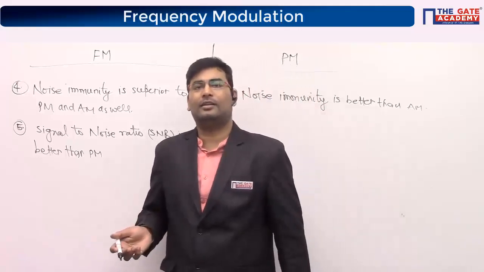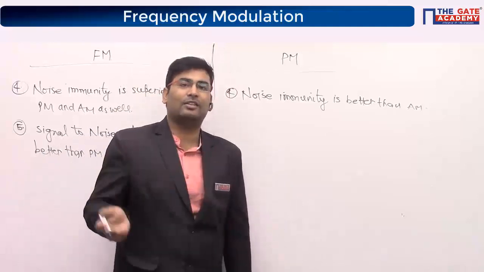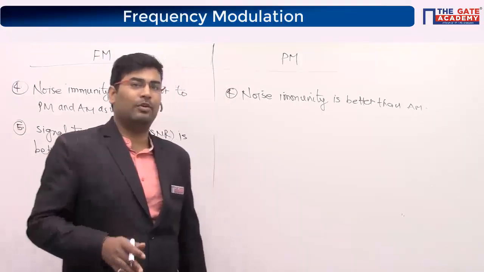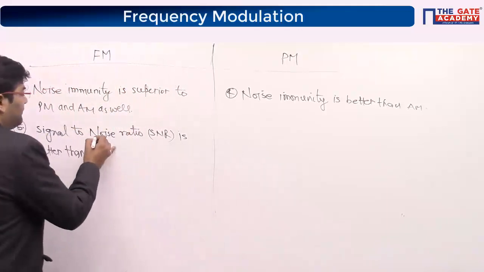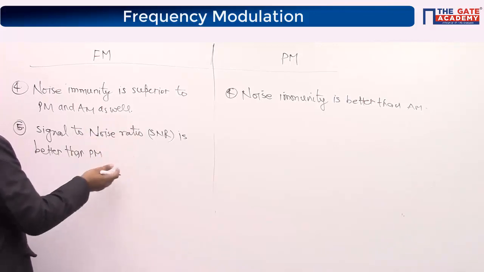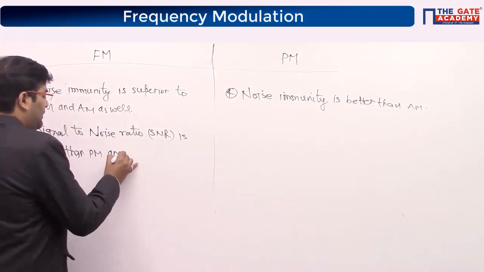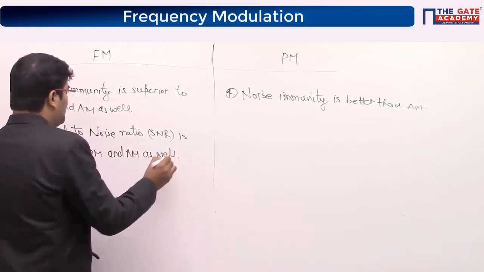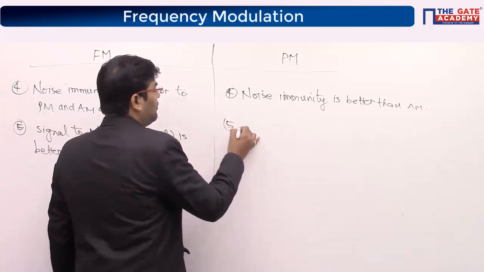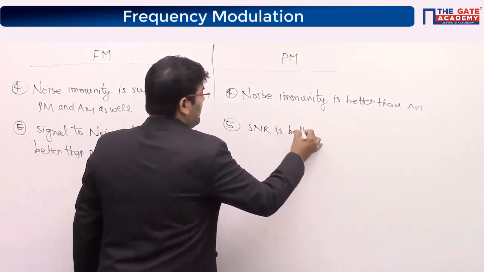The answers are really on the line. It's not like some rough answer, it's hitting the bullseye. Very good. Really appreciate. Now guys, write these points. Signal to noise ratio is better than PM and AM as well. So AM is the worst in terms of SNR also. FM's SNR is better than AM.